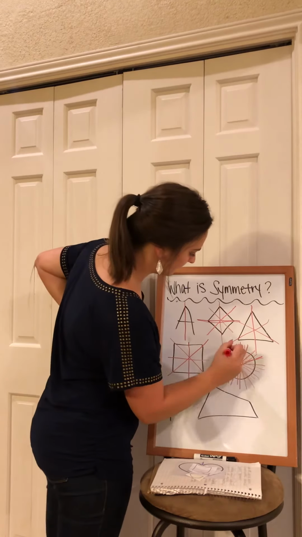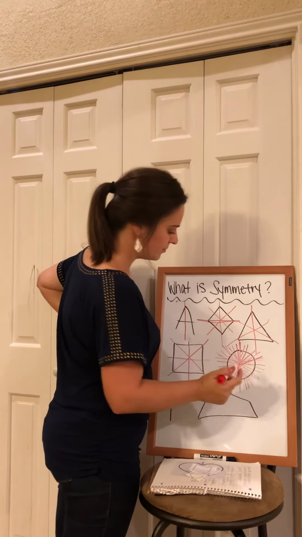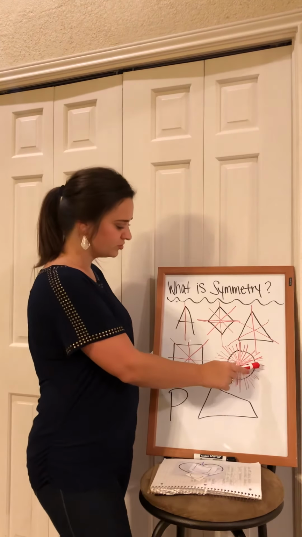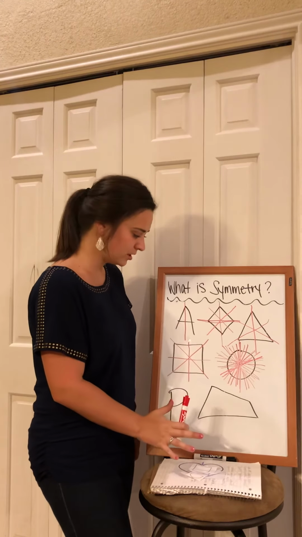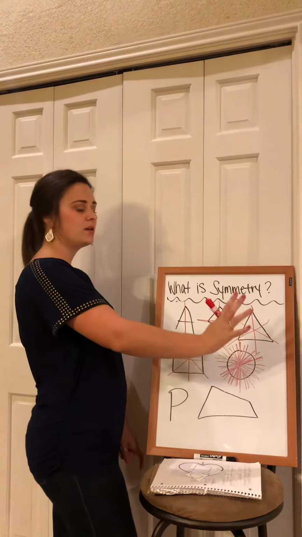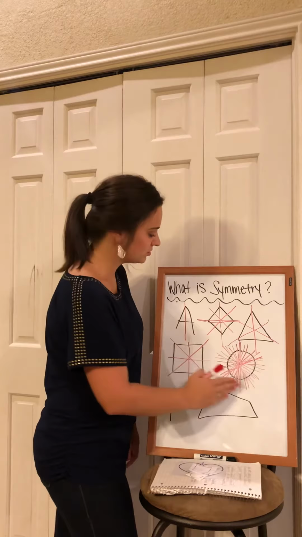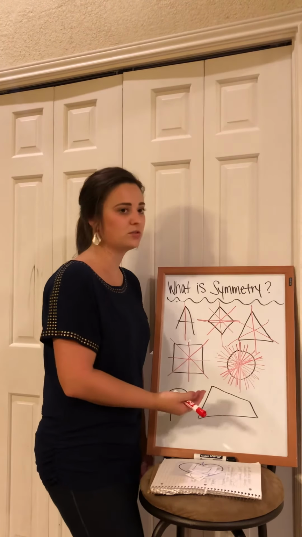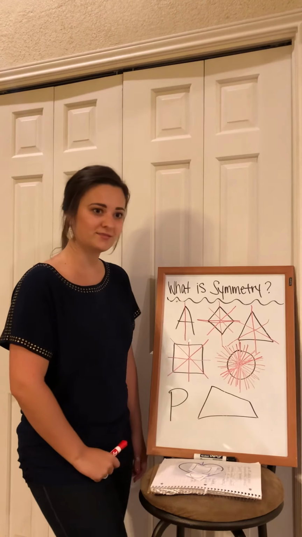Okay? The circle just has infinite amounts. Because the circle is just that, it's round. It has no special characters, it has no lines, it has nothing making any side different. It's just a circle, it goes on and on and on. Okay, that's why a circle has infinite lines of symmetry. Okay?